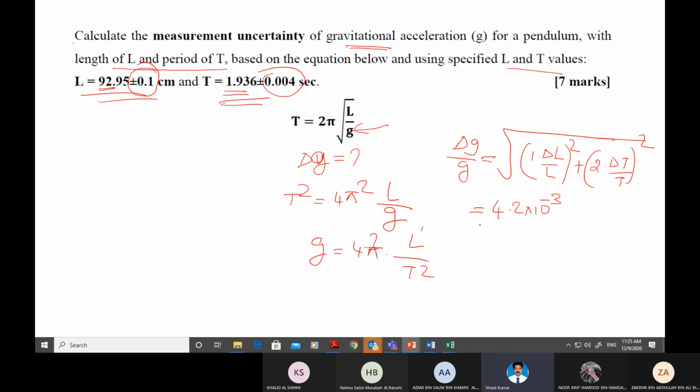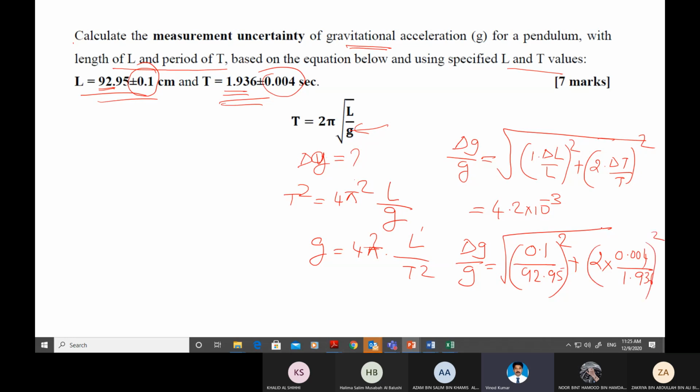Delta G over G equals the square root of (delta L, here 0.1, divided by L, where L is 92.95), the whole square, plus 2 times (0.004 divided by 1.936), the whole square. So you multiply them. Now just calculate the same value.